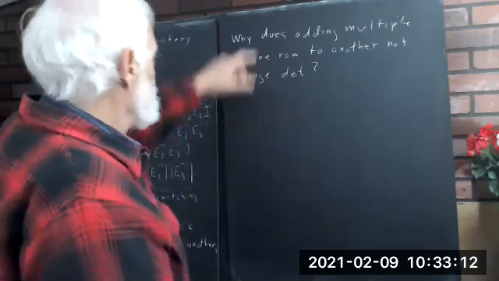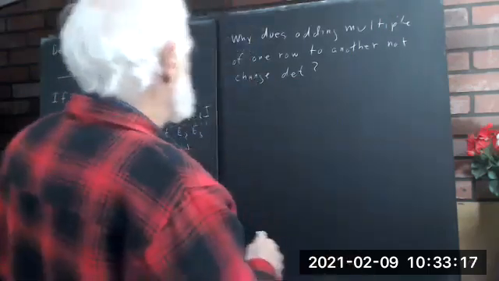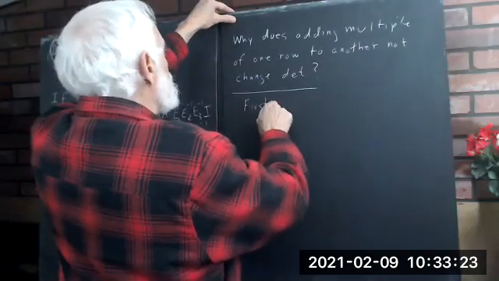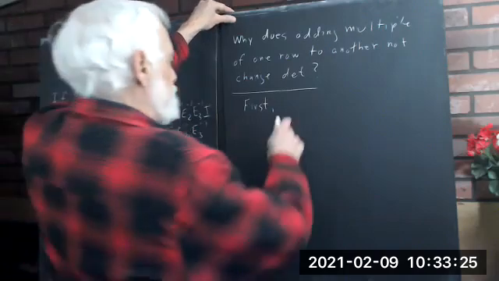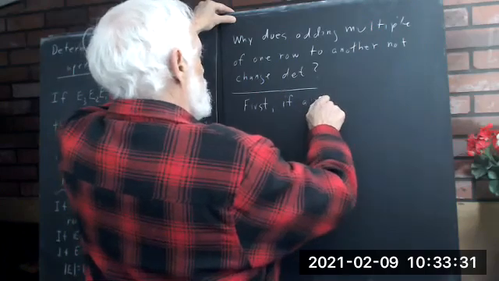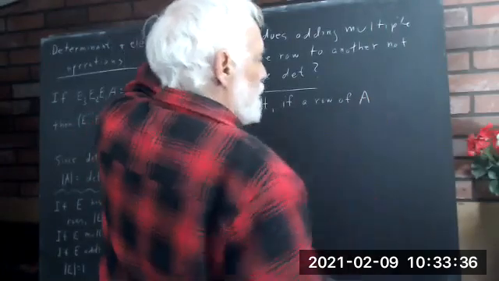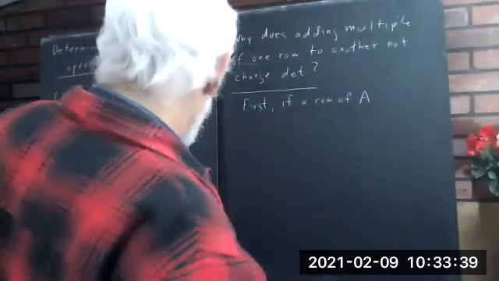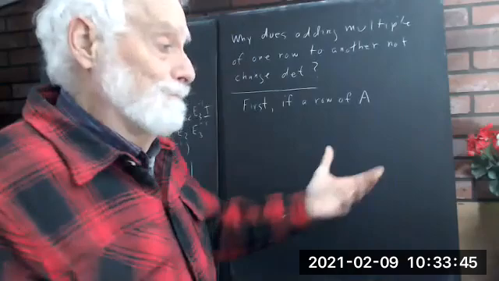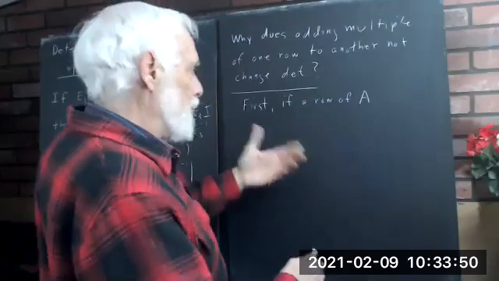Okay, so how does adding a multiple of one row to another not change a determinant? Well, first, this is true for any determinant, not just elementary matrices, but of course elementary matrices are matrices, so they have determinants and they possess this property.